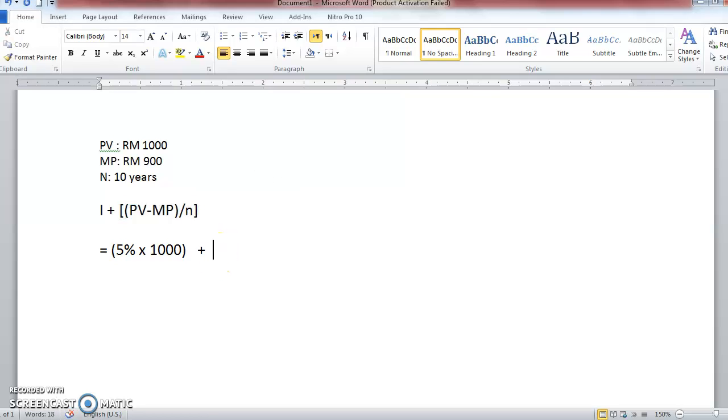So how much? It will become, over here, par value still 1000. You have to minus the market price of RM900. Calculate this one first and then divide by how many years is the maturity? 10 years, right? Divide by 10. So how much will you get over here? 5% times 1000, RM50 plus. I put RM, it's easier for you to differentiate.